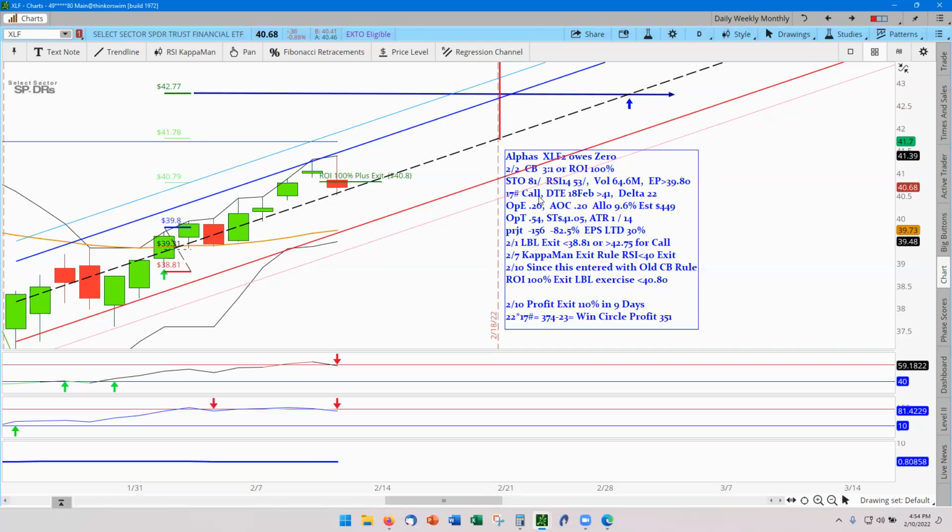There's our 17 contracts called with a date of expiration of 18 February, which I'm quite happy about because we are entering the last 6 trading days before expiration, and I would love to get out of these trades before expiration. This was a Delta 22. That's what I wanted to point out to you.